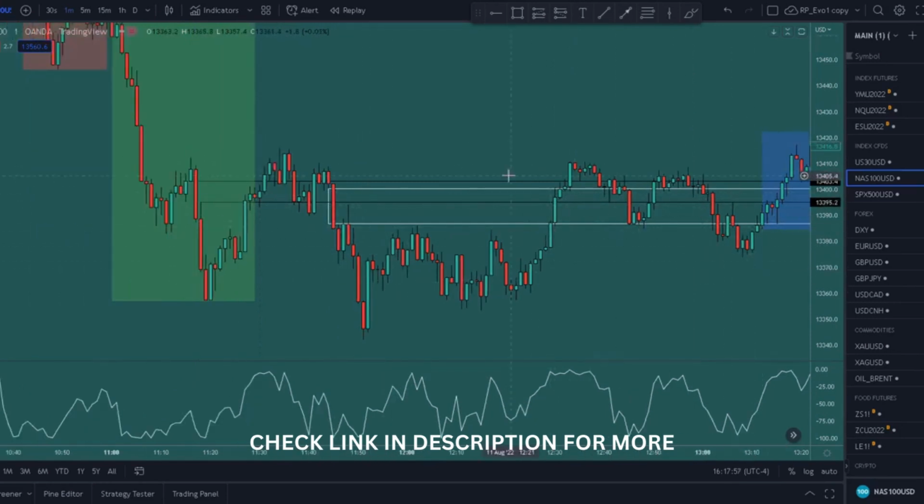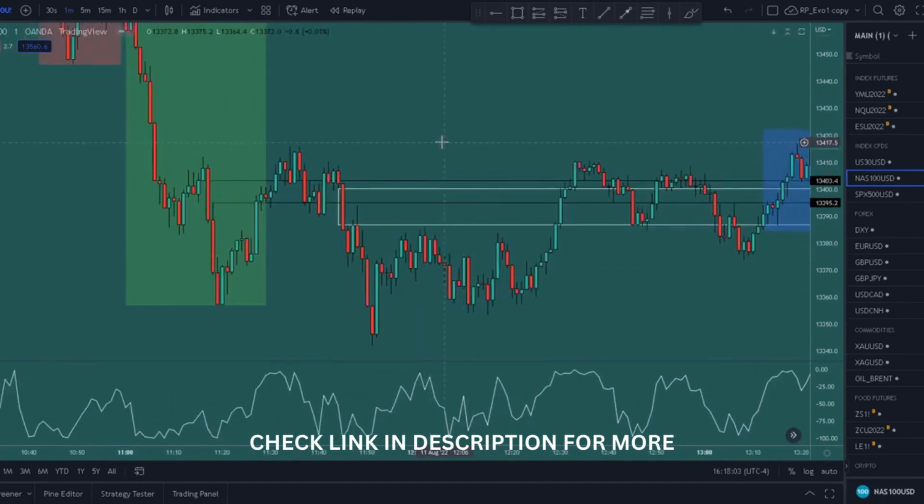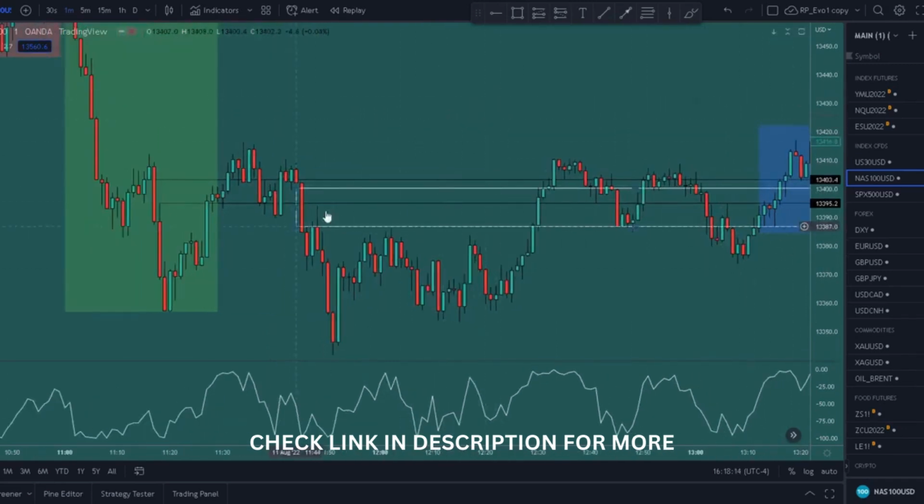Out of all the rules, I don't follow every ICT rule. Actually, I don't follow most of the rules that ICT gives us. But one rule I definitely follow is not trading during New York lunch from 12 to 1. I just don't touch it. But regardless, let's say you have this imbalance after this fractal formed.